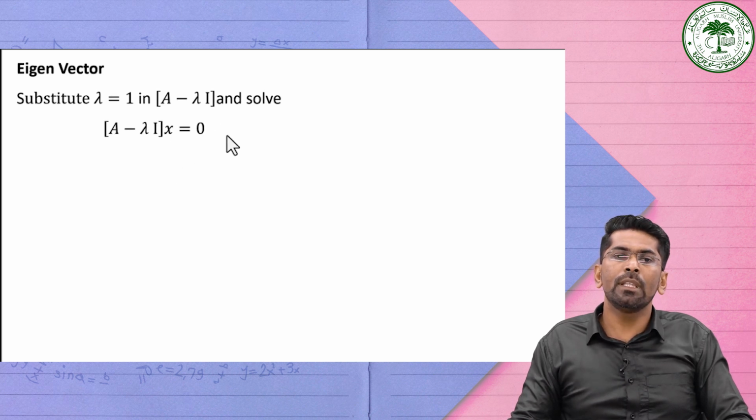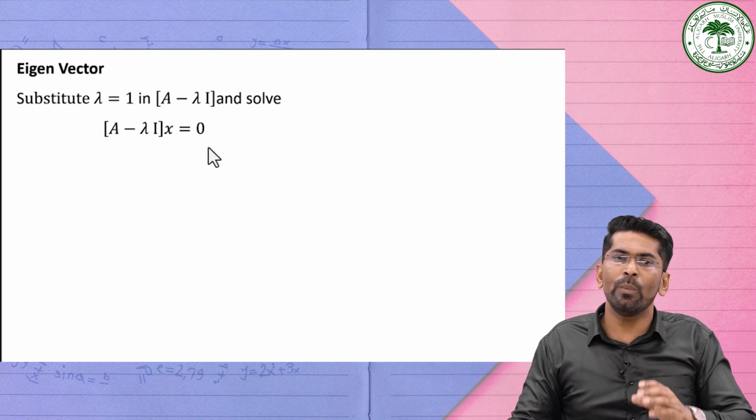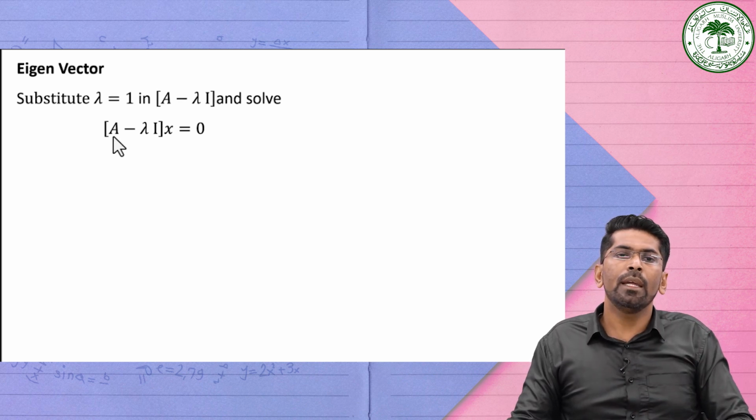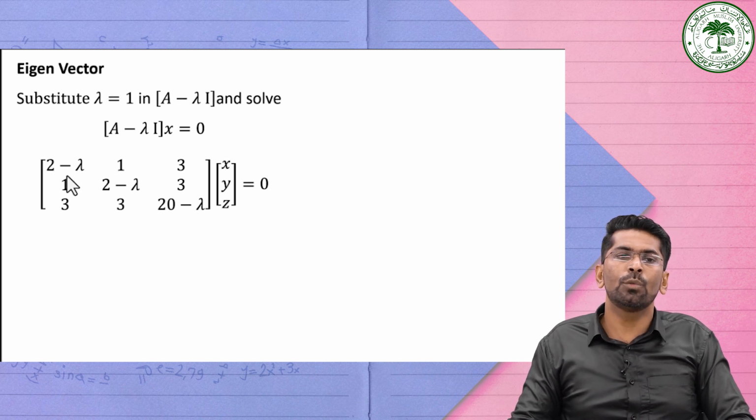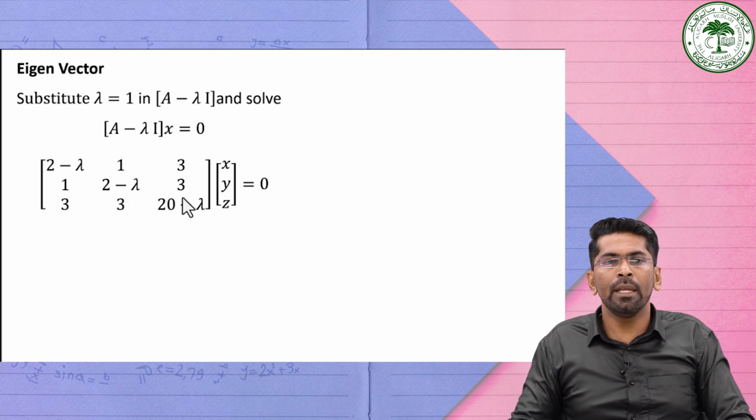Equating with 0, similar to the earlier case, we are assuming (A minus lambda times the identity matrix) times X is equal to 0. We have already estimated this matrix: 2 minus lambda, 1, 3; 1, 2 minus lambda, 3; 3, 3, and 20 minus lambda. Then we have a variable matrix X, Y, Z, which is equal to 0.